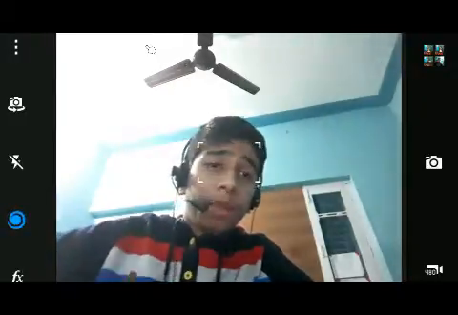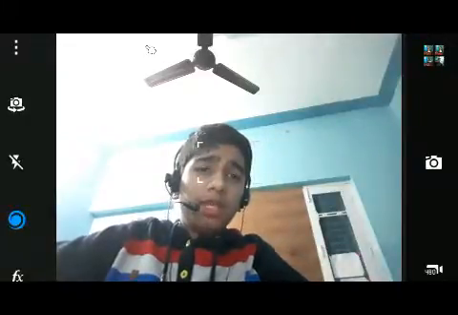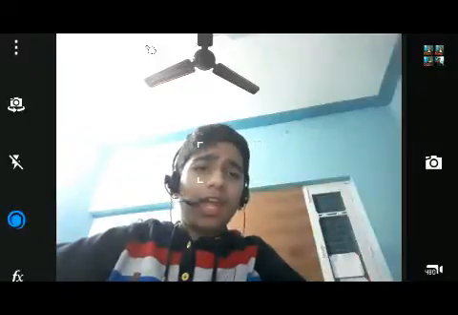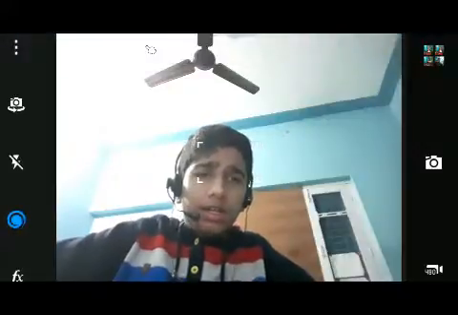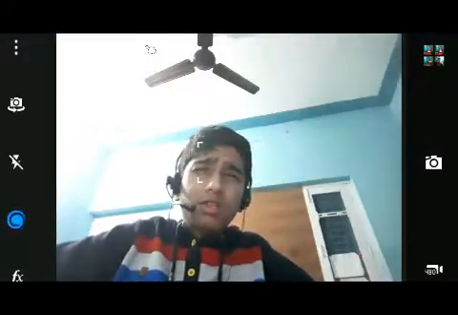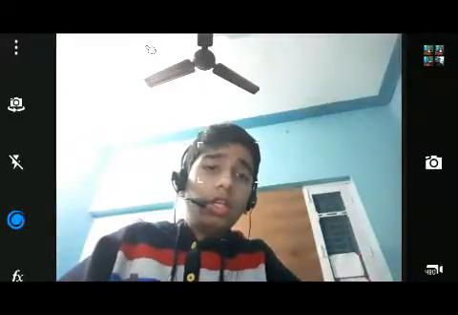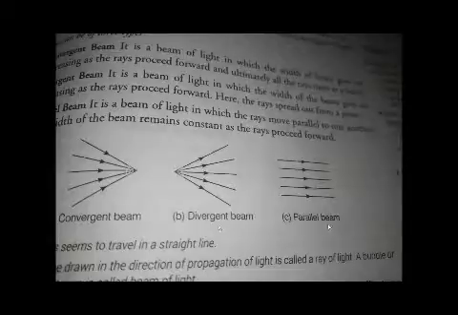After this the topic is light beams. What are light beams? Simply the beams of light that travel through air or through a medium. There are 3 light beams: convergent beam, divergent beam, and the last one, parallel beam. Let's take a look at each of these beams with the help of a diagram. Here you can see convergent beam, divergent beam and parallel beam.